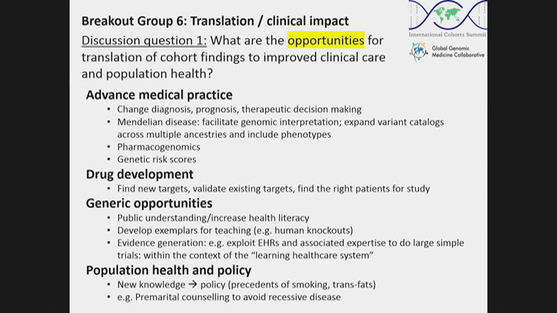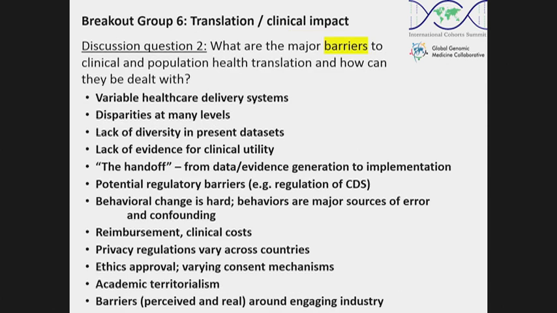And then at some level, we're going to have to move from understanding new biology to making new policy. The examples of smoking, of trans fats, of folate have been discussed, and we could see other things coming out of this. In some countries, for example, the identification of individuals who are heterozygotes for Mendelian disease may have implications for marriage and matings, so to speak. So those are the opportunities as we see them.